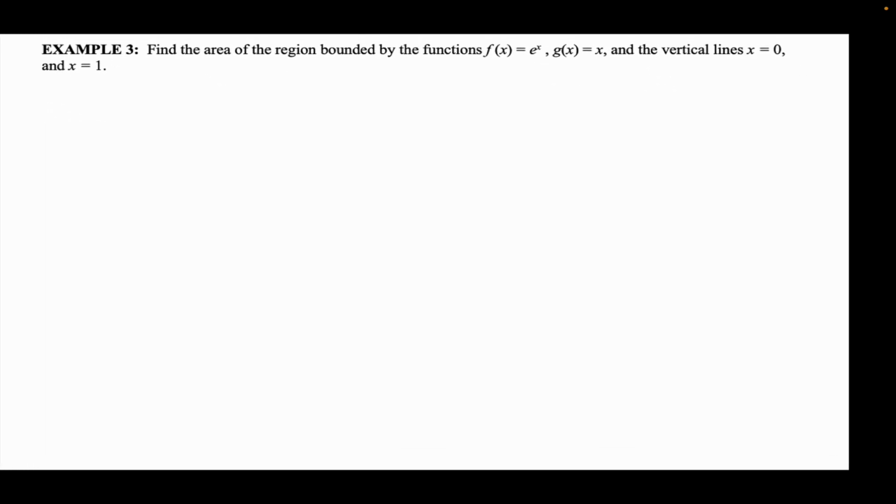Okay. All right, so here we go. Find the area of the region bounded by f of x, which is e to the x. That's exponential. G of x, which is just x. And the vertical lines, x equals 0 and x equals 1. This one you can use your calculator. It doesn't say calculator, but you can use your calculator on this one.